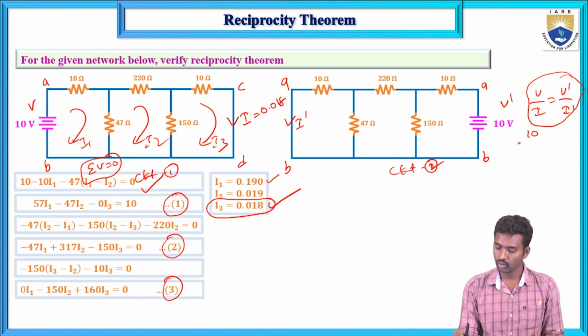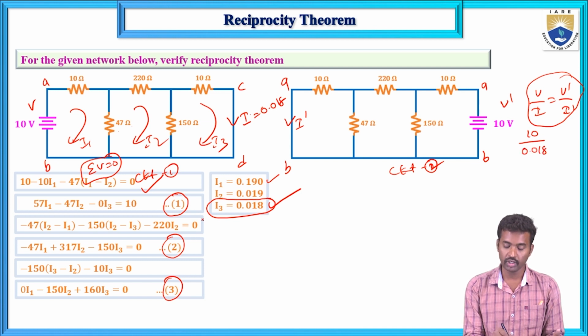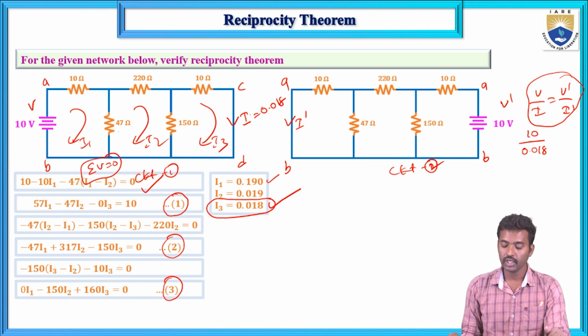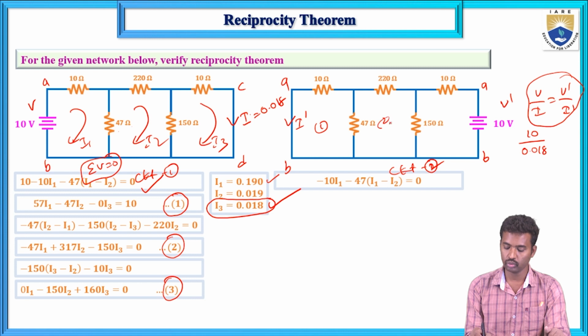Here the excitation V is the 10 volts and the response is 0.018. We need only the I3 current because I3 is the response current. Now for the second circuit, if you apply mesh analysis, then you can calculate the response current I dash for circuit 2. If you apply KVL in mesh 1, 2, 3: mesh 1 current I1, mesh 2 current I2 and mesh 3 current I3.